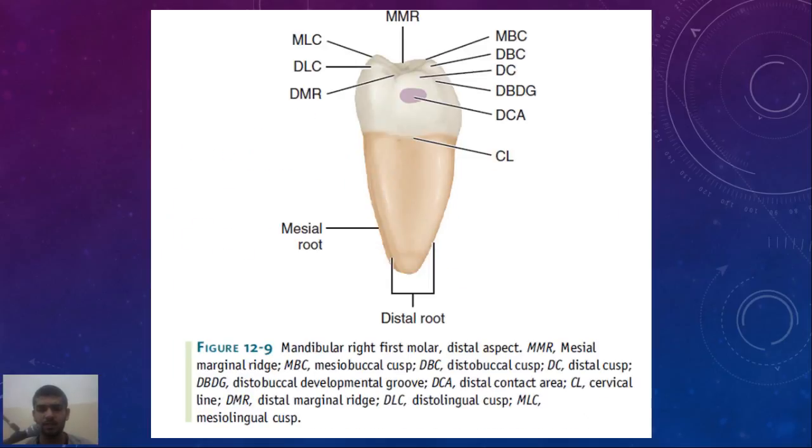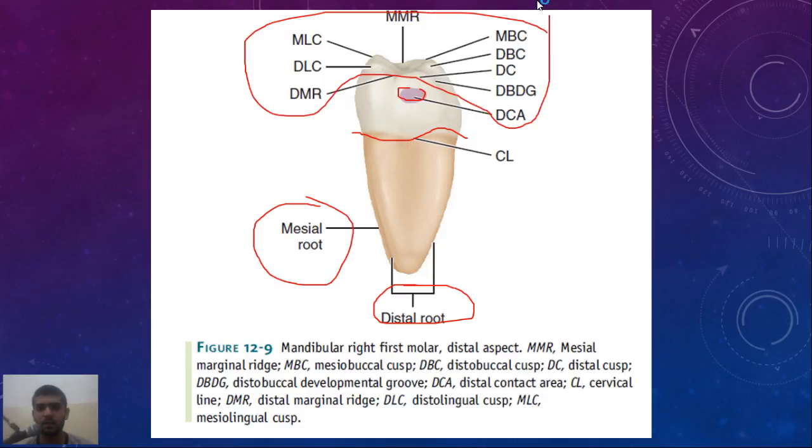From a distal aspect, we can see the distal root and a small part of the mesial root, the cervical line, and the distal contact area. I didn't concentrate on the cusps because it would be a very complex explanation.